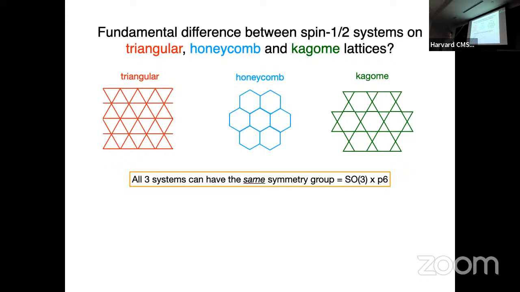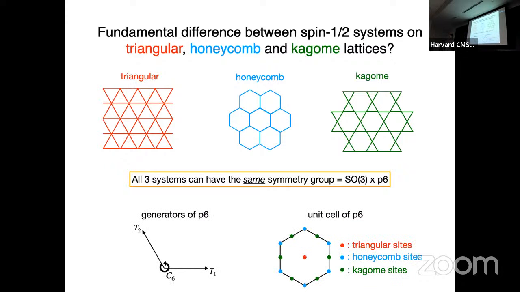To get some better understanding of what the symmetry group P6 is, let me enumerate the generators of P6. It contains two translation symmetries. The angle between these two vectors is 120 degrees. And then there's the sixfold rotational symmetry. So these are the generators of the P6 symmetry. In fact, these lattices also have some reflection symmetries, but just to simplify the presentation, I'm ignoring the reflection symmetry here, but they can all be treated.